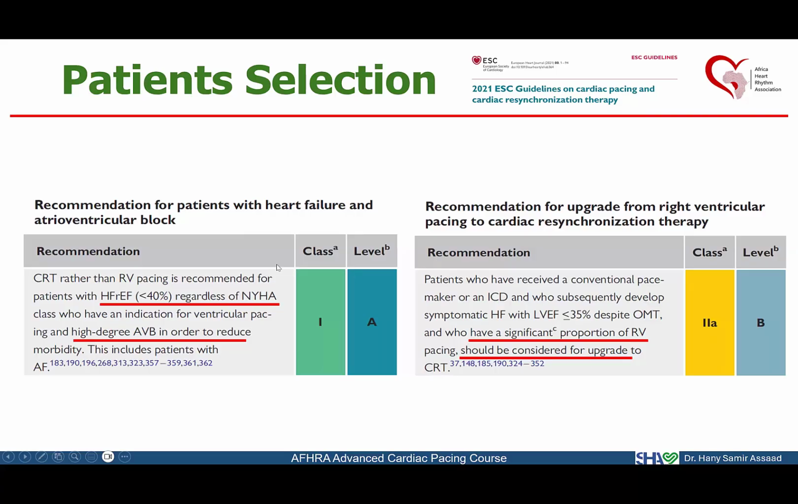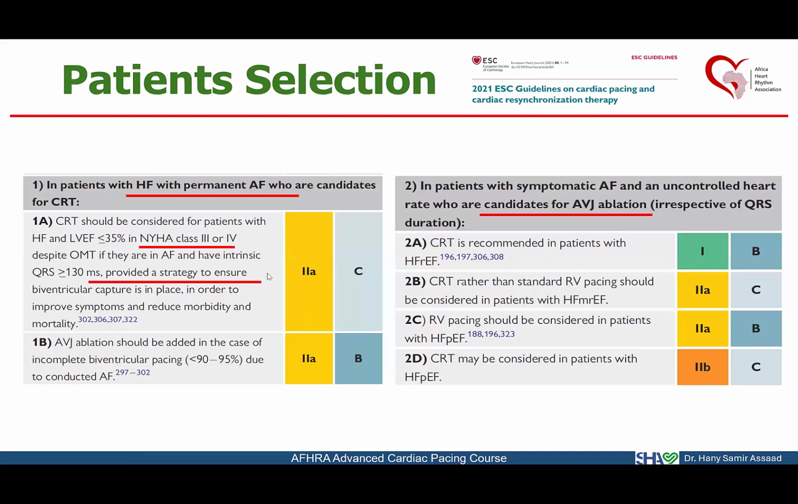What about patients with AF? For these patients, it's a class 2A. We should consider implantation of CRT if the NYHA class is 3 to 4. So not only symptomatic, but you have to evaluate their NYHA functional class, and you have to provide a strategy to ensure biventricular capture is in place, either by significant rhythm or rate control by pharmacological treatment or by AV junction ablation, in order to make sure that there will be a response with cardiac resynchronization therapy. And this class of recommendation is 2A.